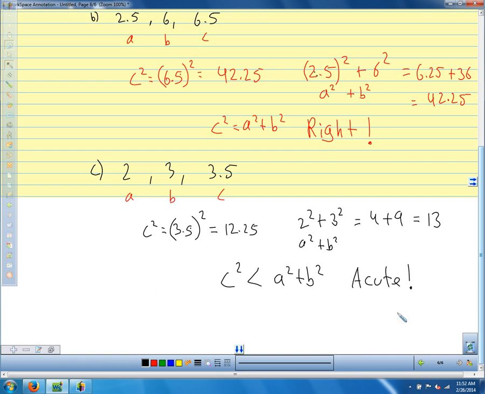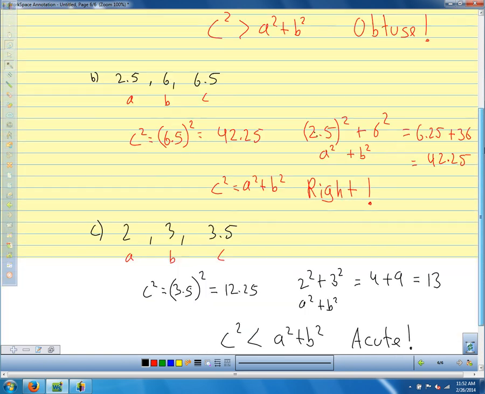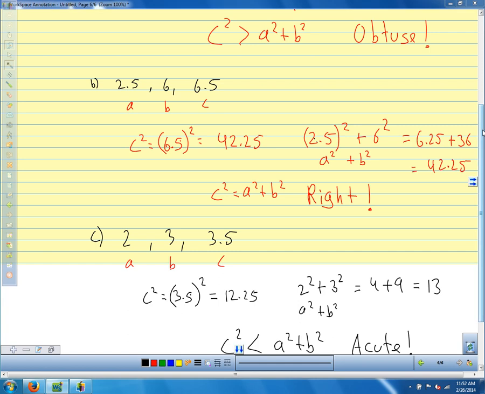All right, questions? Questions on the Pythagorean theorem? A squared plus B squared equals C squared, right triangle. And then we have the Pythagorean inequalities that tell us whether we have an obtuse or an acute triangle.